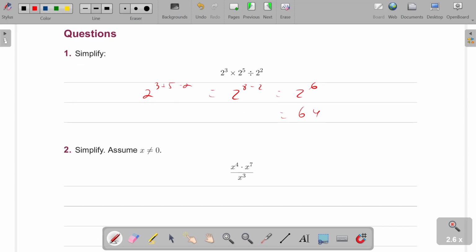Now, when the numbers get awfully large, oftentimes you're not expected to write it down as a full number, and you can just leave it as 2 to the power of something. But this number itself is fairly small, so we can obviously just write down 64. It's fairly straightforward. Okay. That is that. Another way to look at this is that you can rewrite this particular problem as the following.